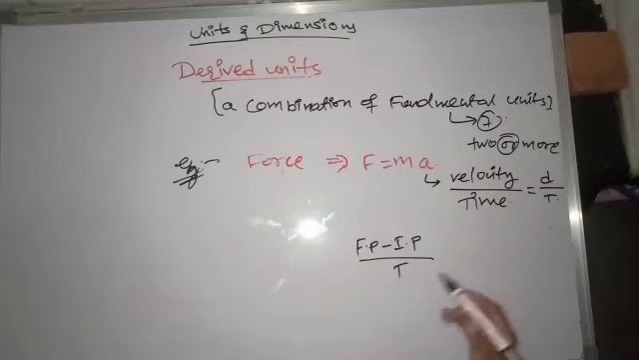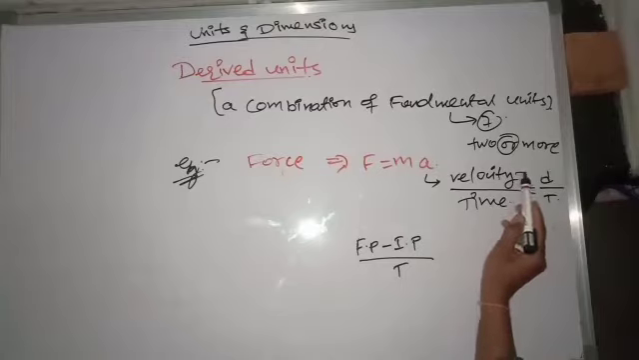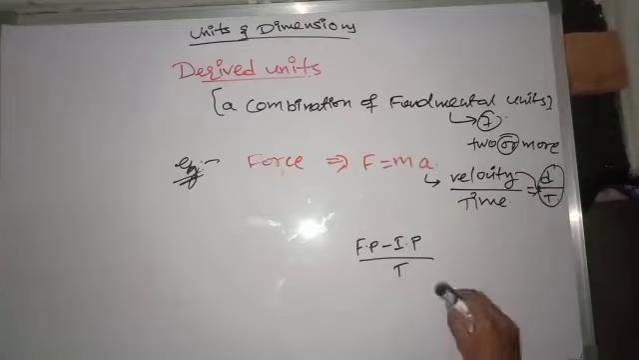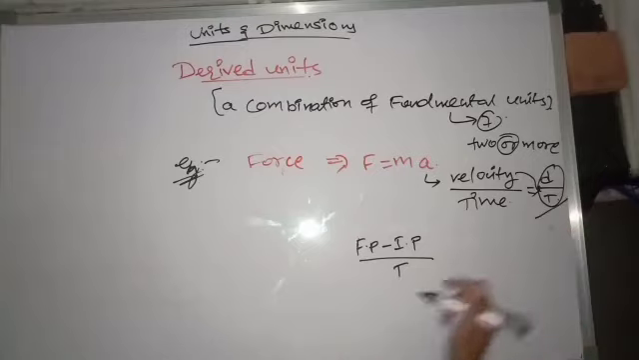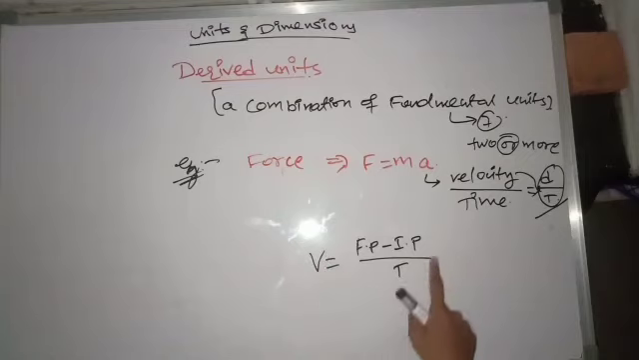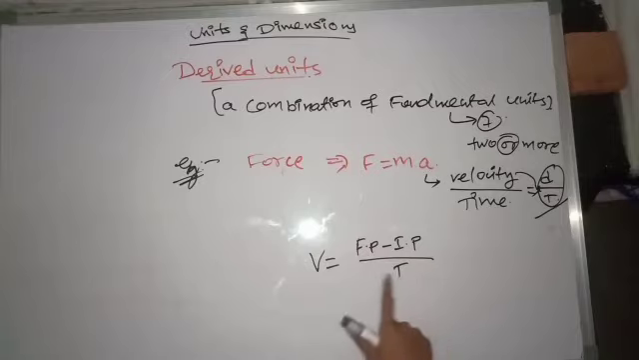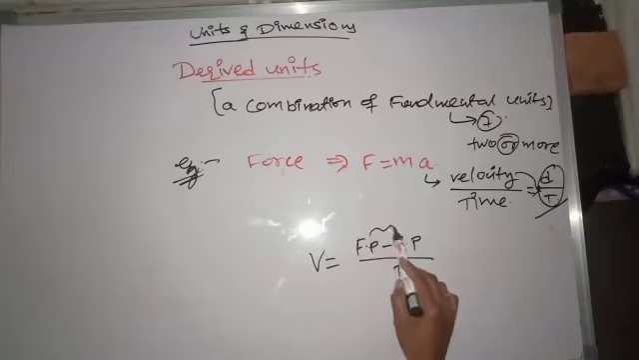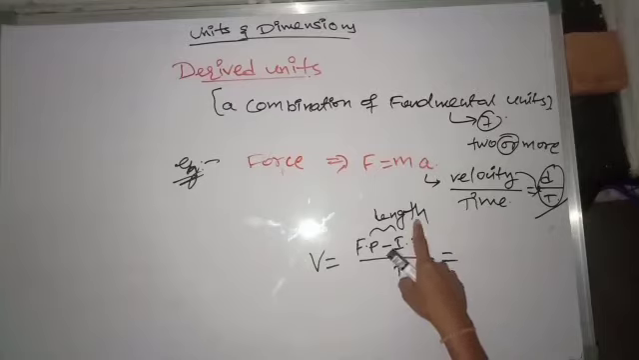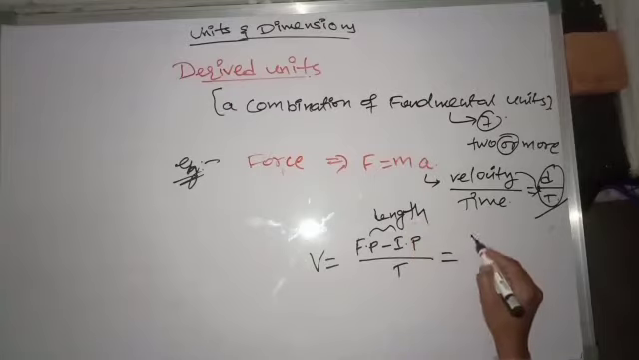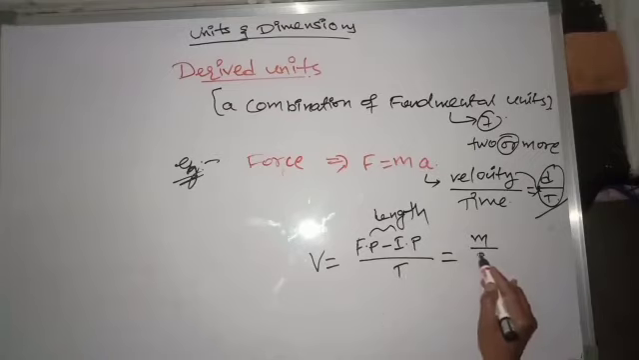Here I had written only the definition for velocity, and we are left with time in the denominator. So what is velocity? Displacement per time. Displacement is nothing but final point minus initial point, divided by time t. Here what we are measuring is length, between the final point and the initial point. So what is the fundamental unit for length? Meter, right? And for time, second.